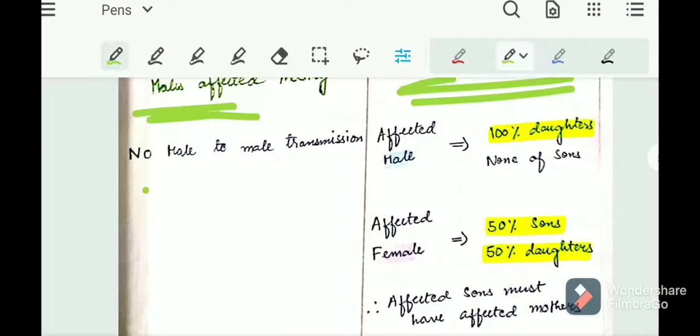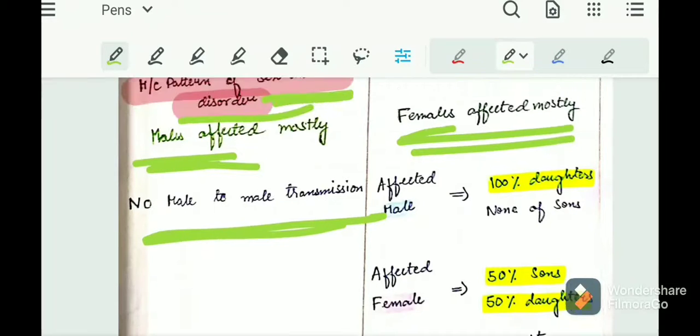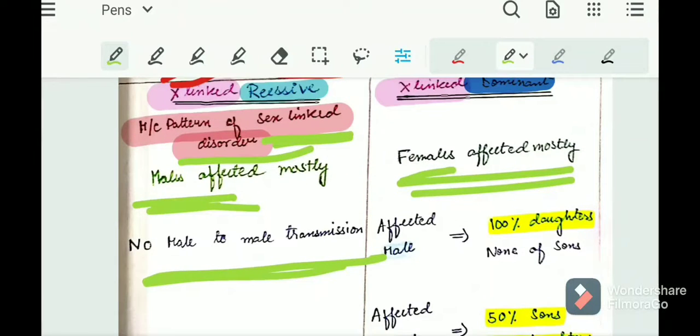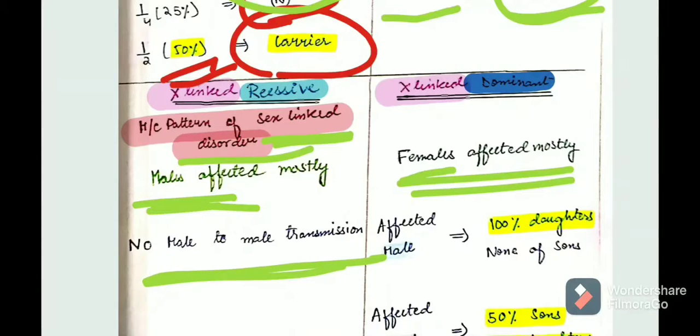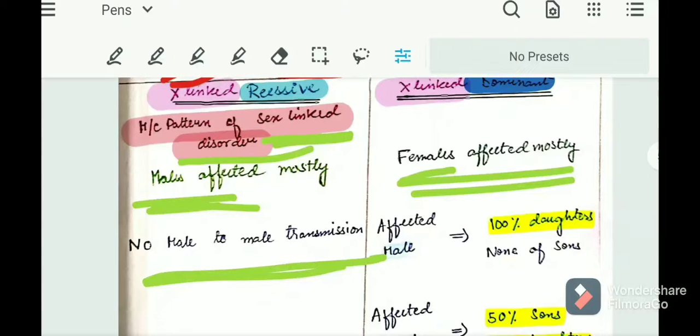There will also be no male to male transmission in X-linked recessive. That is, from father no son will get the disease, but the daughter can get the disease. Okay, this is for X-linked recessive.